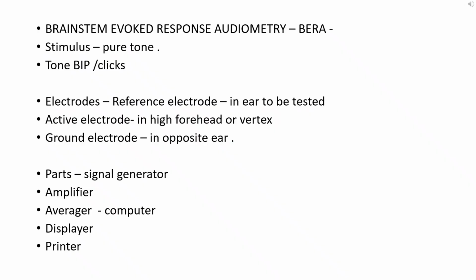What are the parts of BERA? The number one is signal generator, which will generate the pure tone stimulus. Second is the amplifier, which will amplify the pure tone. Third is computer, that is also averager. And fourth part is displayer, on which the waves will be displayed. There are various waves we will see in the further slides. And last part is the printer, by which we will print the graph of BERA.